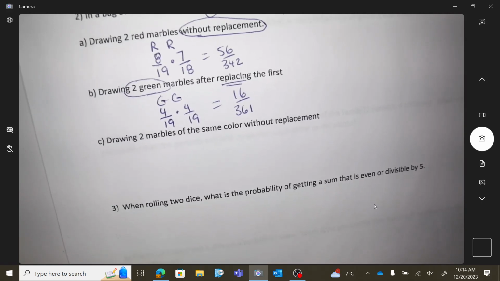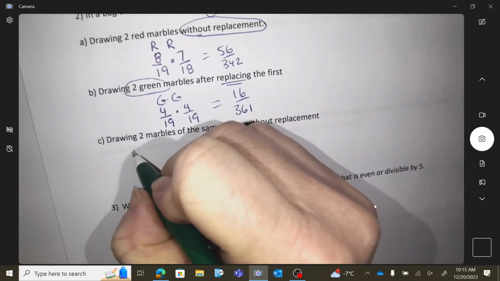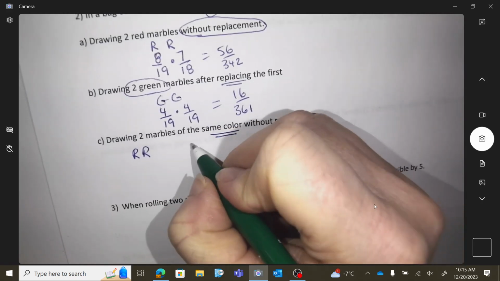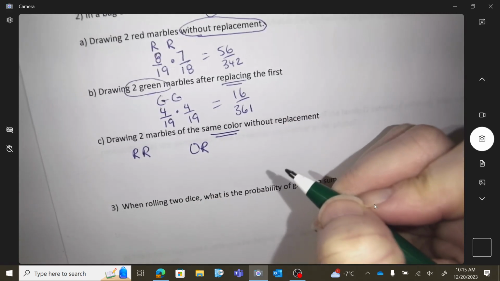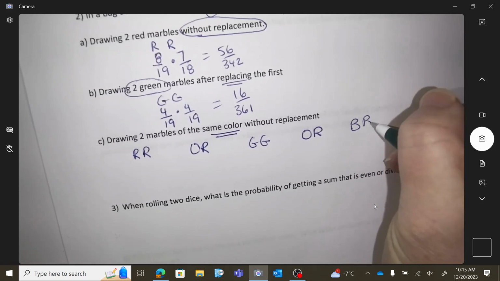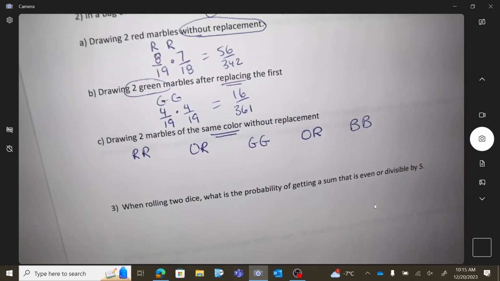Drawing 2 marbles of the same color. So this is a scenario. Think about what could be a possibility. You could be getting a red-red situation, that's the same color. Or green-green, or blue-blue. We're going to add the situations because it's a different scenario.